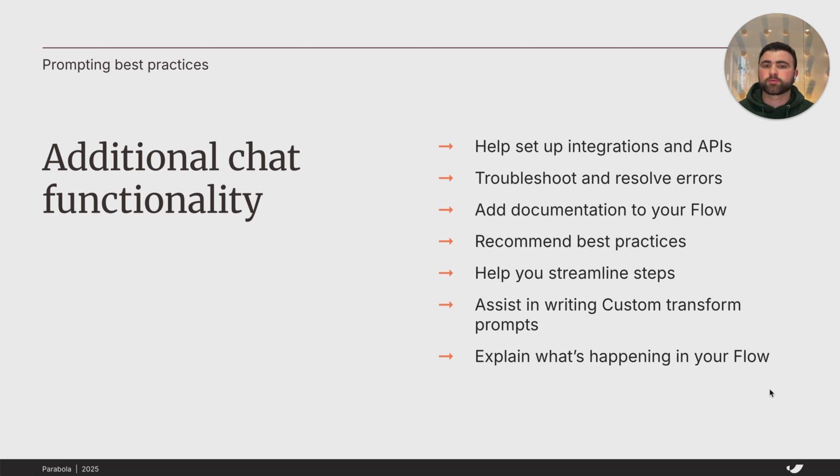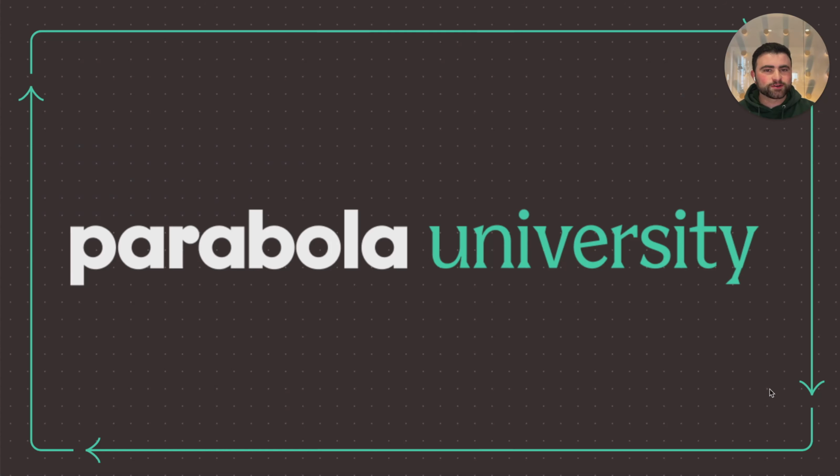So if you're inheriting a process from a teammate, you can just ask Parabola to explain exactly what's going on in your flow. The list of things that Parabola can do is truly growing by the day. So the best way to really see the magic is just to start by telling Parabola what you'd like to automate. But first, be sure to learn the fundamentals and complete the building challenge in Parabola University to establish a strong foundation of knowledge.